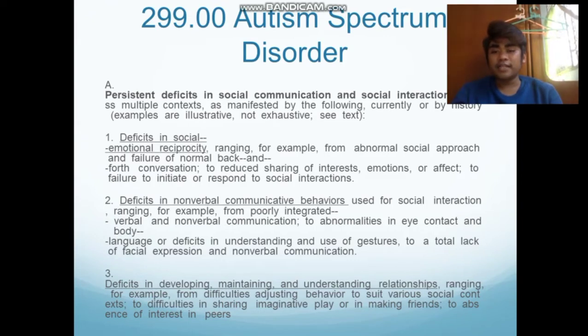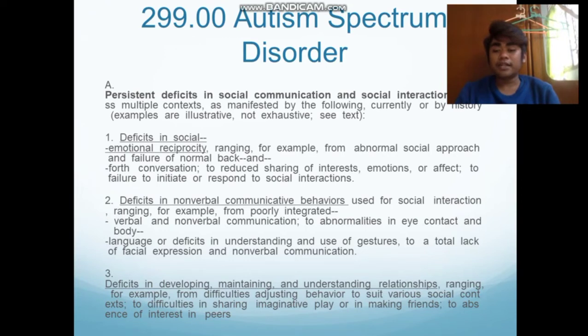Number one, deficits in social-emotional reciprocity, ranging, for example, from abnormal social approach and failure of normal back-and-forth conversation, to reduced sharing of interests, emotion, or affect, to failure to initiate or respond to social interaction. Number two, deficits in nonverbal communicative behaviors used for social interaction, ranging from poorly integrated verbal and nonverbal communication, to abnormalities in eye contact and body language, or deficits in understanding and use of gestures, to a total lack of facial expression and nonverbal communication.